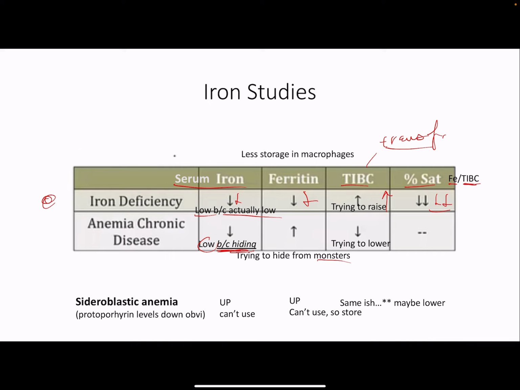And if it's hiding it, where is it hiding it? It's storing it in those macrophages in the bone marrow and the liver. So the ferritin level goes up. And then this is going to go down as a result.